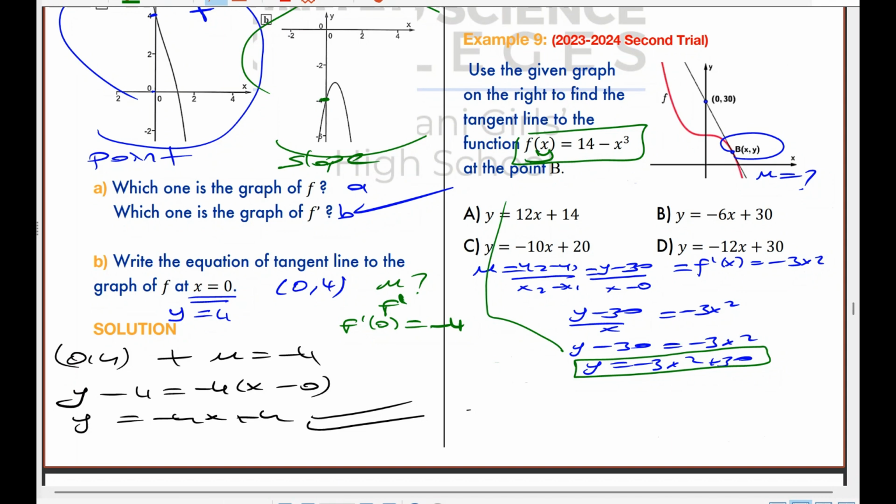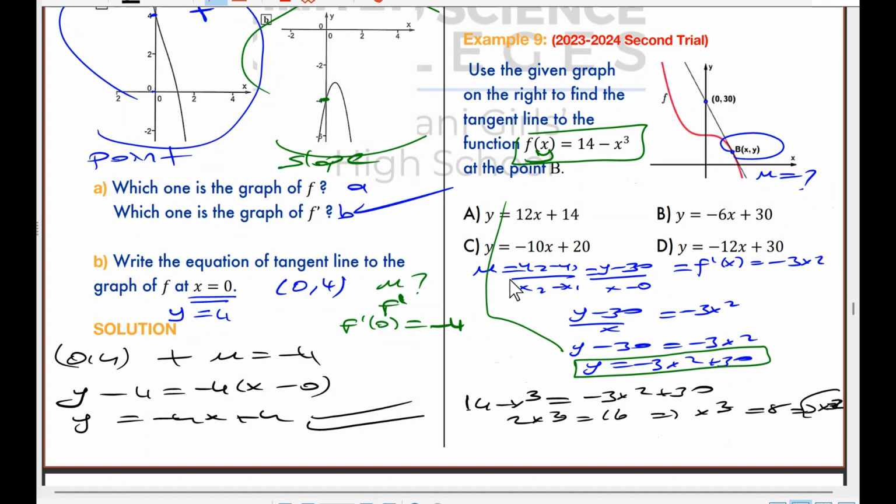Let's equalize them. So in the question we have 14 minus x cubed. What I find here is negative 3x squared plus 30. Negative 3x squared to the left is 2x squared. Let's bring 14 to the right, 16. Divide both sides by 2. x cubed is 8. Take the cube root of both sides. x is 2. So I got the value of x.